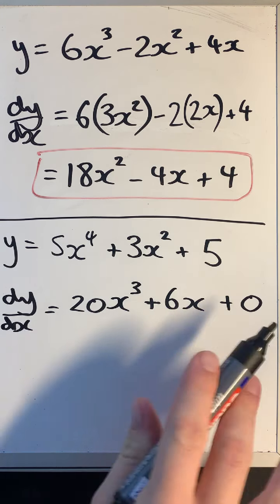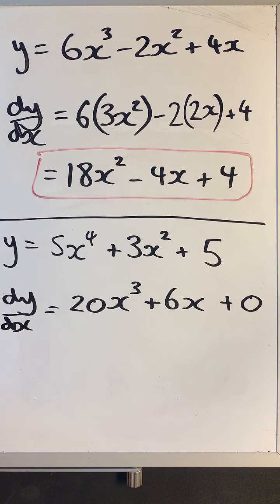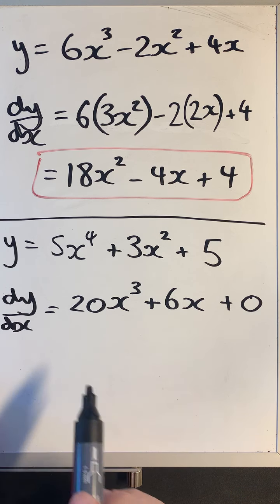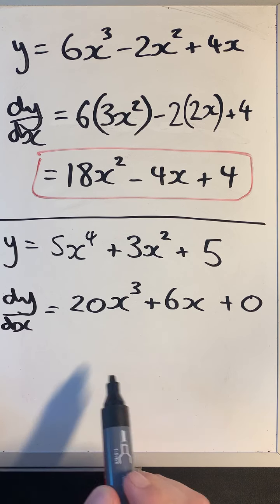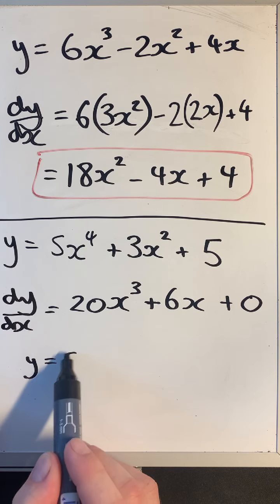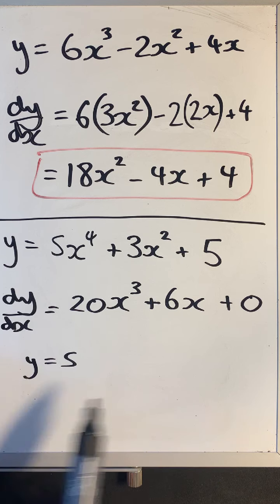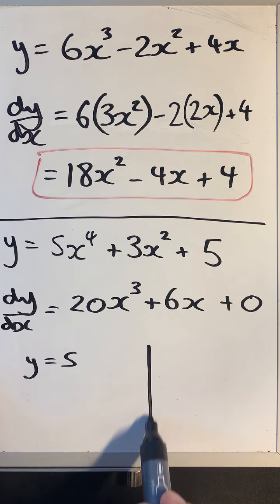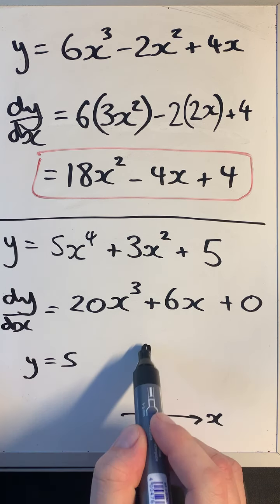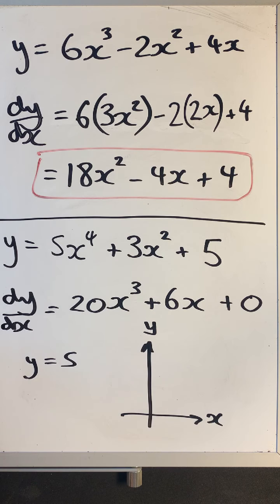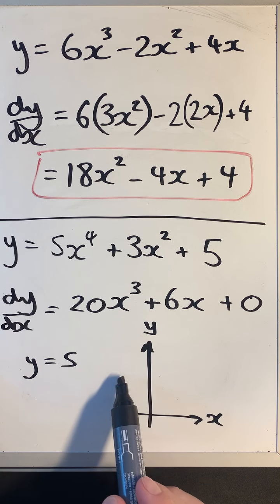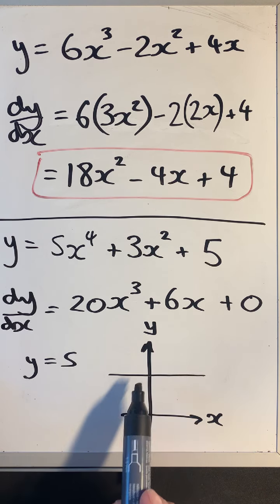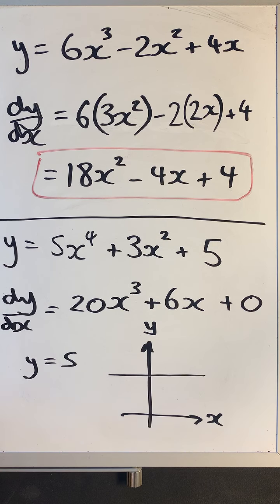Normally you wouldn't write 0 in there. It's just for this example that I've written it in. And why do we get 0? Well, if I asked you to draw this function, y equals 5, y equals 5 would be a straight line going through the point y equals 5, as the function suggests.